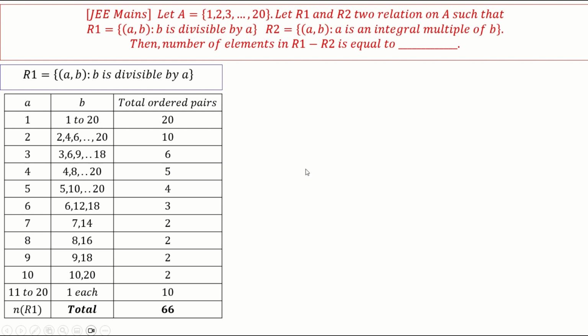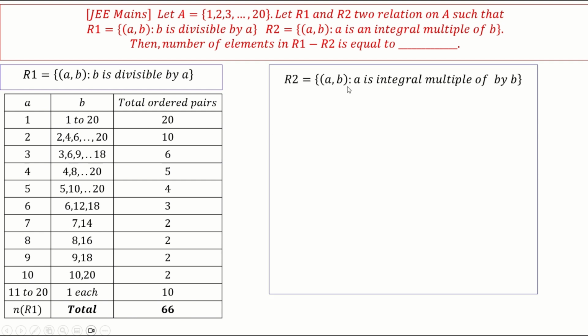Okay. Now, we need to find out R2 also. What is the definition of R2? (A, B) such that A is an integral multiple of B. Okay, which means it is exactly the reverse of this, right? So if (A, B) belongs to R1, then (B, A) belongs to R2. So exactly the reverse of this one. So the number of elements in R2 is equal to the number of elements in R1, which is 66.